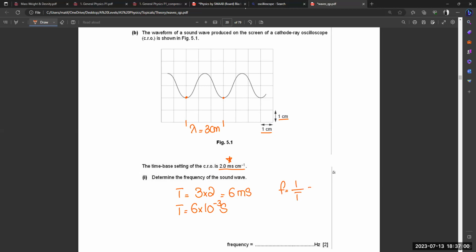So 1 over 6 × 10⁻³ gives 170. Again, you need to write it in 2 significant figures. We know that 17 is significant in this one, and the ending 0 is not significant because there is no decimal point. If it was written as 1.70, then the 0 would be significant. Writing without a decimal point, it is not significant. So our final answer is equal to 170.